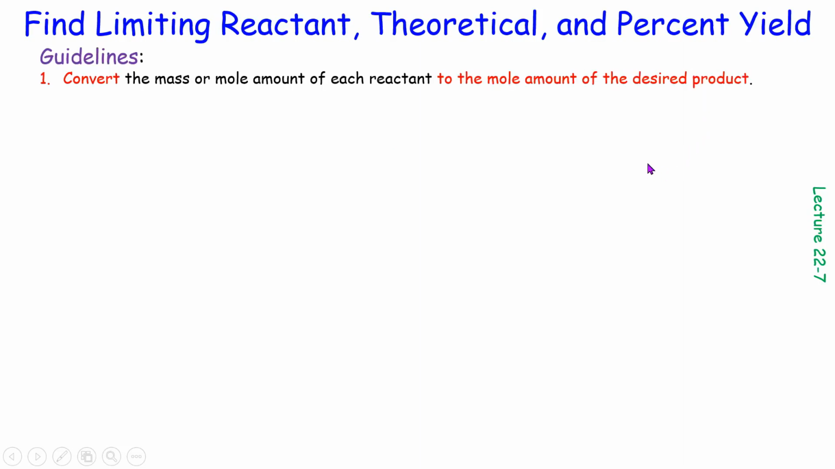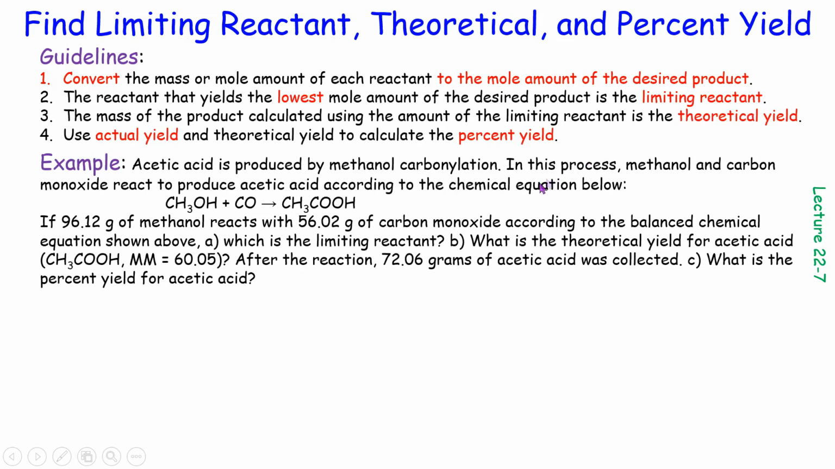How to find the limiting reactant, theoretical yield, and percent yield? Of course, there are guidelines. Number 1, we need to convert the mass or mole amount of each reactant to the mole amount of the desired product. I'm going to use one example. So right here, we have acetic acid as the product, okay? And we have 96.12 grams of methanol reacting with 56.02 grams of carbon monoxide.